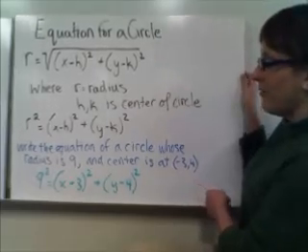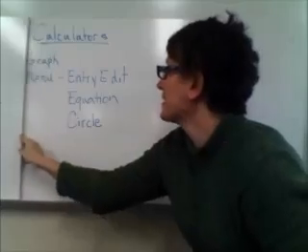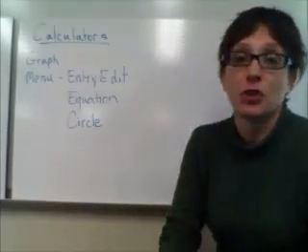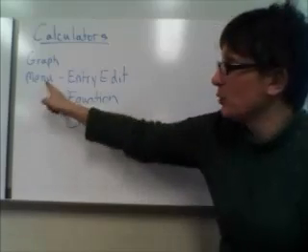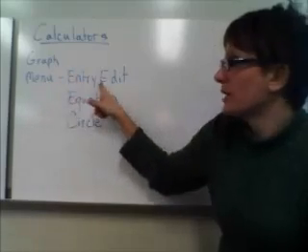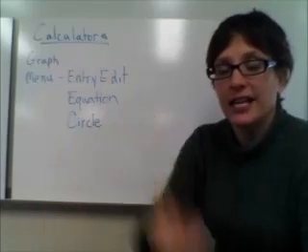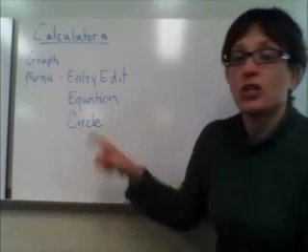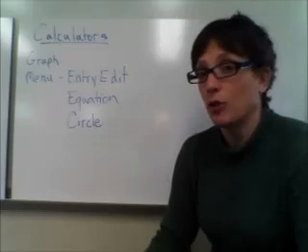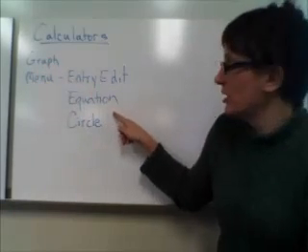The last thing I have for you is some directions on how to graph a circle on your calculator. You would open up a graph and you'd go to Menu, Entry, Edit. You've done that before. You'd pick an equation, and instead of going to equation for a line, you'll see on that listed menu, circle is an option. So to graph a circle: graph, menu, entry, edit, equation, circle.